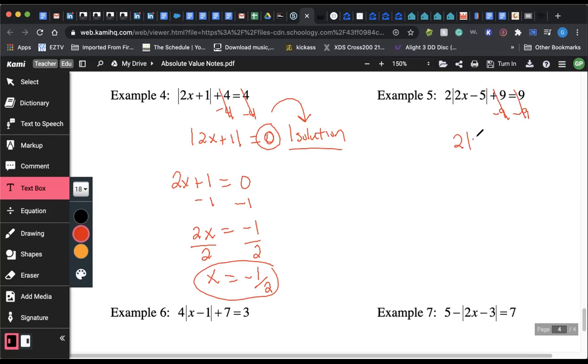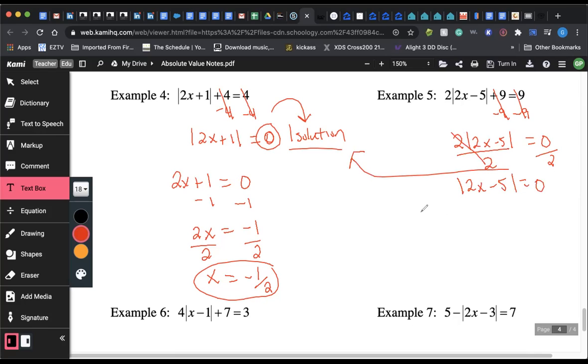Good. So I have 2 times the absolute value of 2x minus 5 is equal to 0. But now, when it's equal to 0, we just have one solution. Okay, good. So I should get rid of this 2 first. You're correct. To get rid of this 2, I have to divide both sides by 2, and 0 divided by anything is still going to be 0. So 2x minus 5 is still equal to 0. And like you said before, I only have one solution.